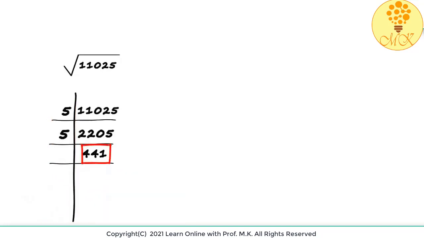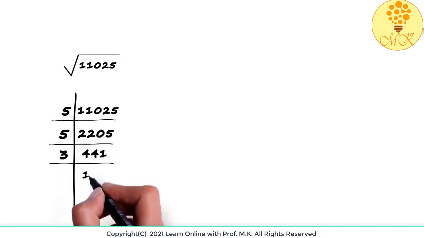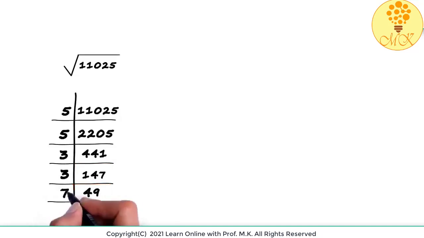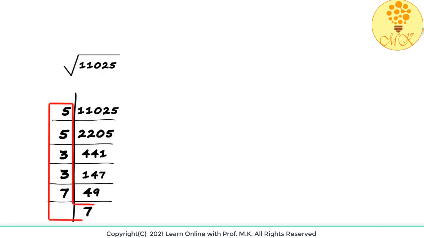Now since 441 is divisible by 3, let us write 3 here. And 3 multiplied by 147 gives us 441. This number is also divisible by 3. And 3 multiplied by 49 equals 147. And the only prime number 49 is divisible by is 7. And 7 multiplied by 7 is 49. And yes, we stop here since 7 is a prime number. So 11,025 can be written as 5 times 5 times 3 times 3 times 7 times 7.